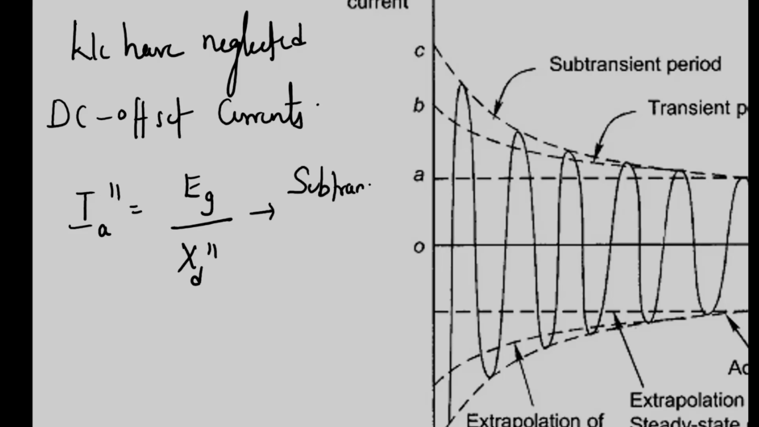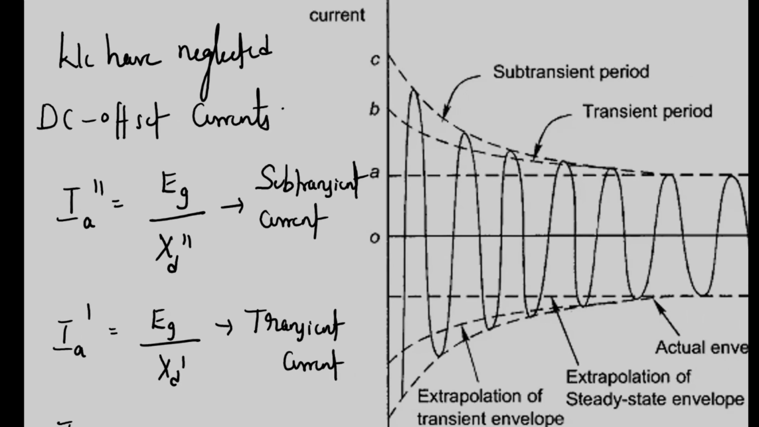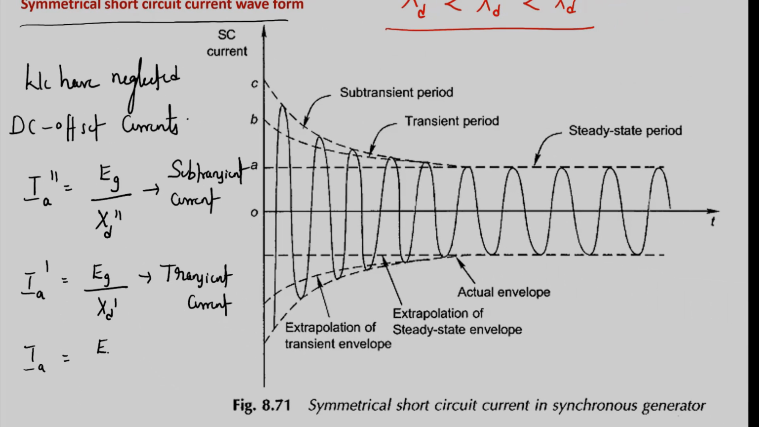This is called the subtransient current, the symmetrical short circuit current. IA dash is given by induced EMF divided by XT dash. This is called the transient current. And once the 5 cycles are over, the machine will reach steady state. Then it is called the steady state current.